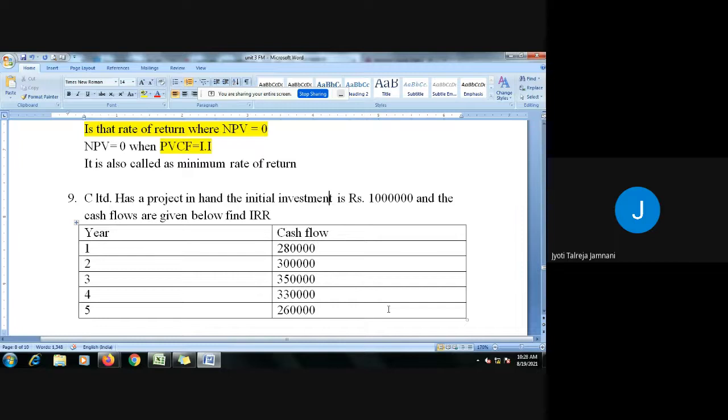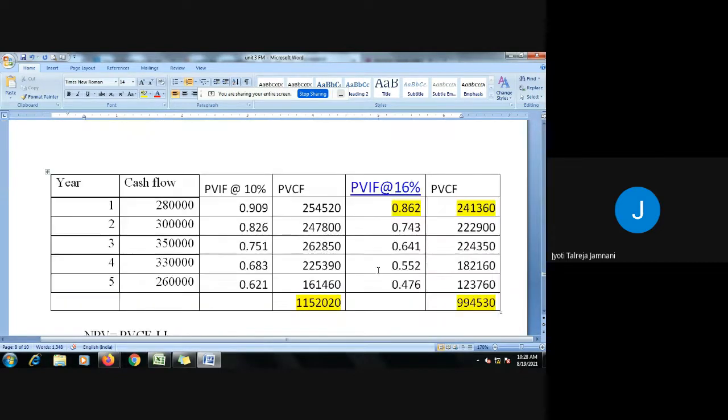That's why I told you initially you can start by assuming 10% and work on it. And then the next rate you can decide depending upon the NPV. If the NPV is positive, the next rate will be 10 plus something. If the NPV is negative, the next rate will be 10 minus something. Okay. Is that fine? So let's do one more sum.